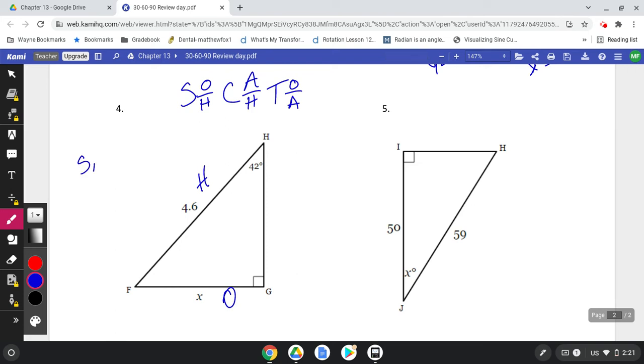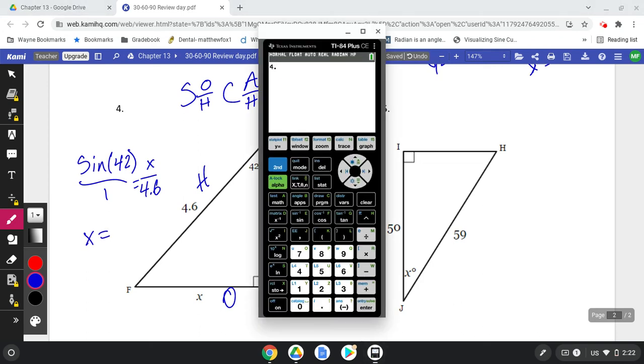So it's been a minute since we've done this, but sine of 42, all that divided by 1 equals, and then it's O over H, so x over 4.6. At this point, we just cross multiply. So we will get 4.6. Before we do this, let's make sure we're in degree mode. All right, and now 4.6 times the sine of 42. And if we're going to one decimal place or the 10th, we get 3.1 as our answer.